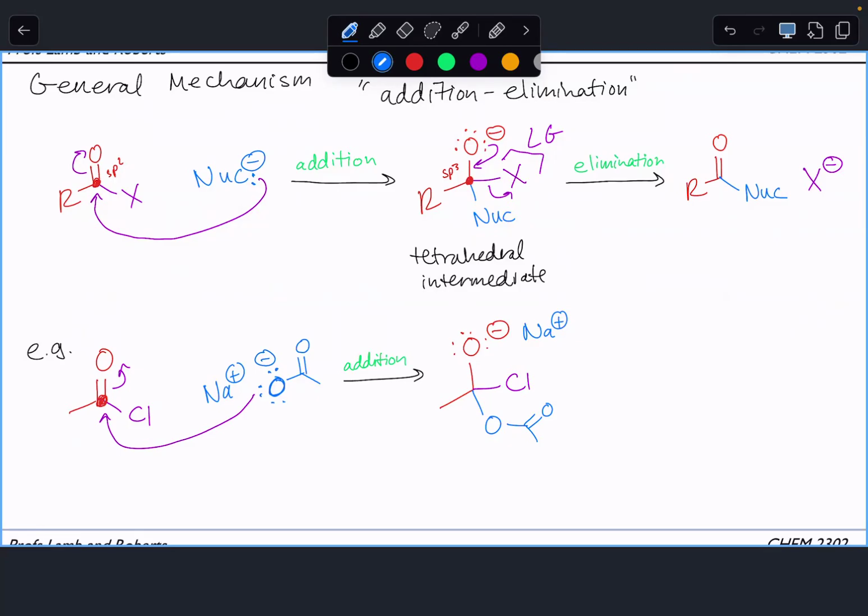Okay, so this is our tetrahedral intermediate, right? That central carbonyl carbon is right here. It's attached to what was our carbonyl oxygen, our leaving group, which is the chlorine, and our nucleophile, which is the carboxylate. Then we need to collapse the tetrahedral intermediate. Leaving group leaves. This is our elimination step. So overall, we end up with an anhydride, and sodium chloride is our byproduct here.